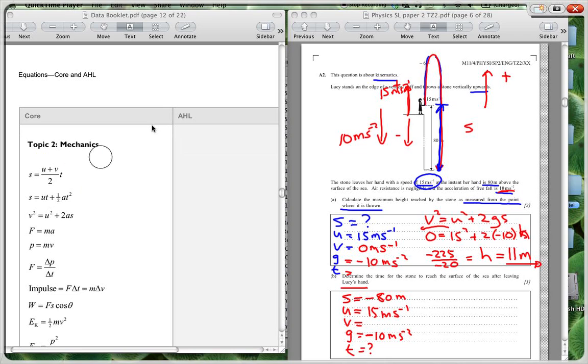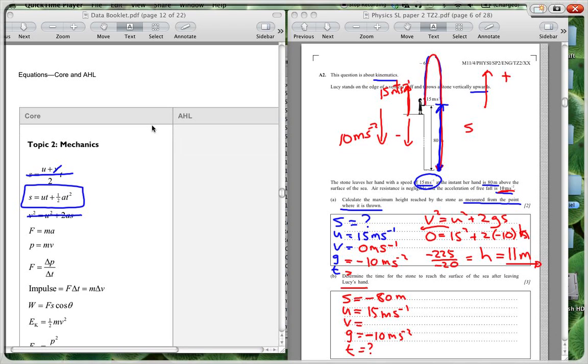We're going to decide. We want to find t, but we don't have the final velocity. So this one won't work because it's got no t. This one won't work because we have not got our v there. So this one looks like a good candidate. So we put that in.